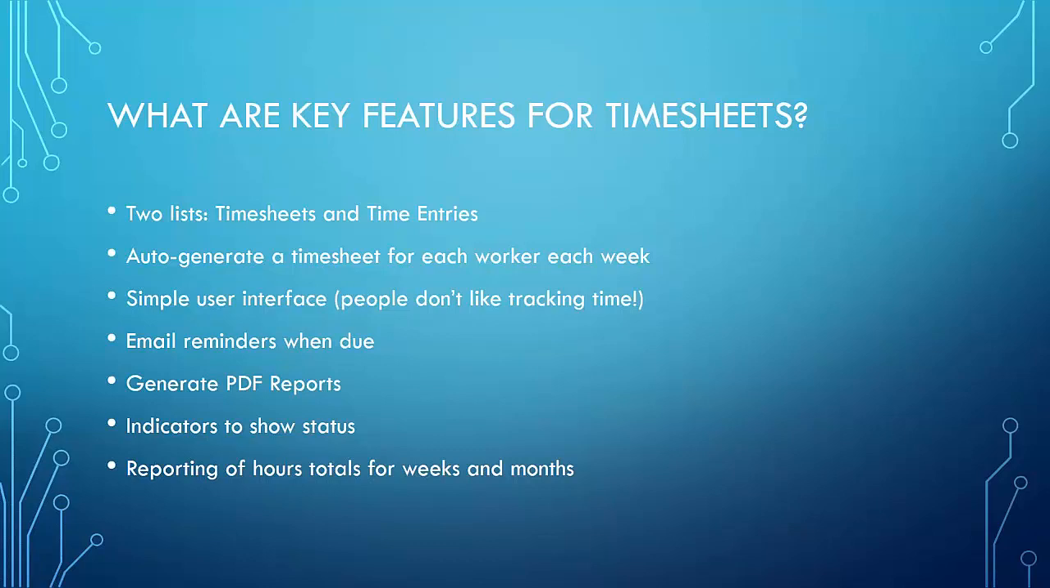So we're going to use two SharePoint lists: a timesheets list and a time entries list. Naturally, you want to make time entries for each timesheet. That's it. We just need those two lists. We'd like to have an ID for each of those timesheets, and we want the timesheets to automatically be generated for us.